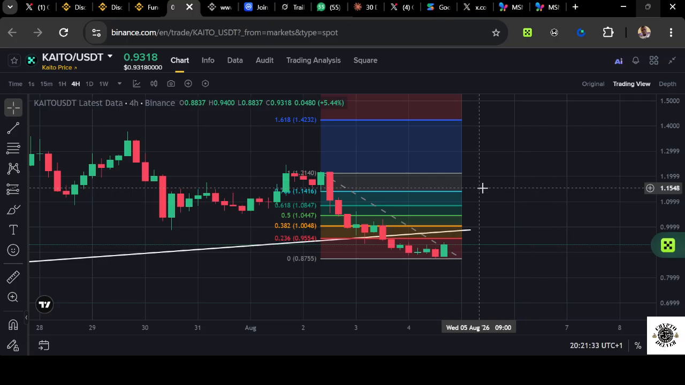Before I go, make sure you don't just use this thing alone. Also combine it with other things like support and resistance, the RSI indicator, and so on and so forth, even trend lines.